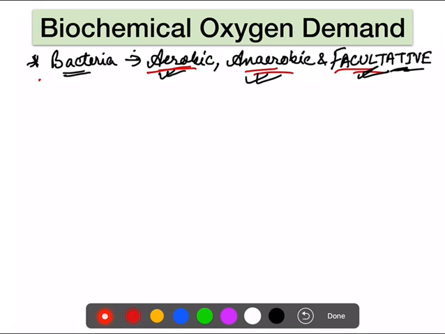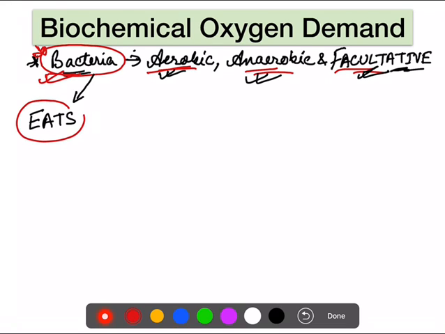Now bacteria are always present in your wastewater. Bacteria are the most important living organisms for the treatment of wastewater. Now, what is the sole purpose of bacteria? I have discussed it in the class, if you remember. What does a bacteria do? A bacteria eats, and a bacteria multiplies. That means they reproduce.